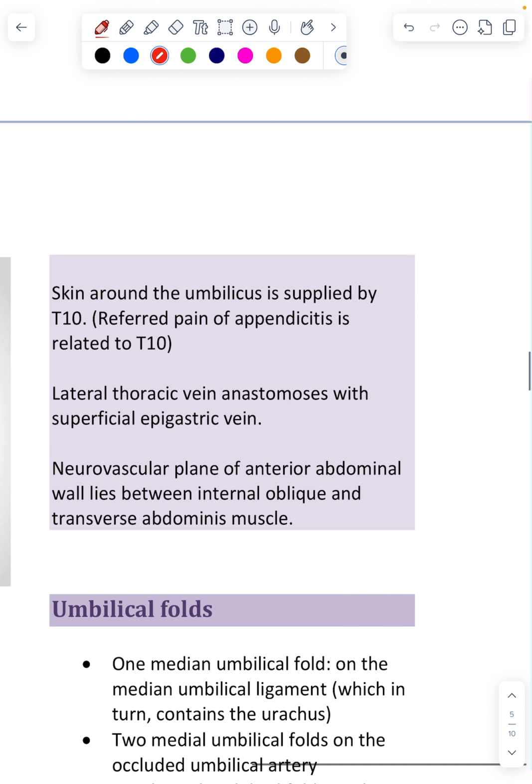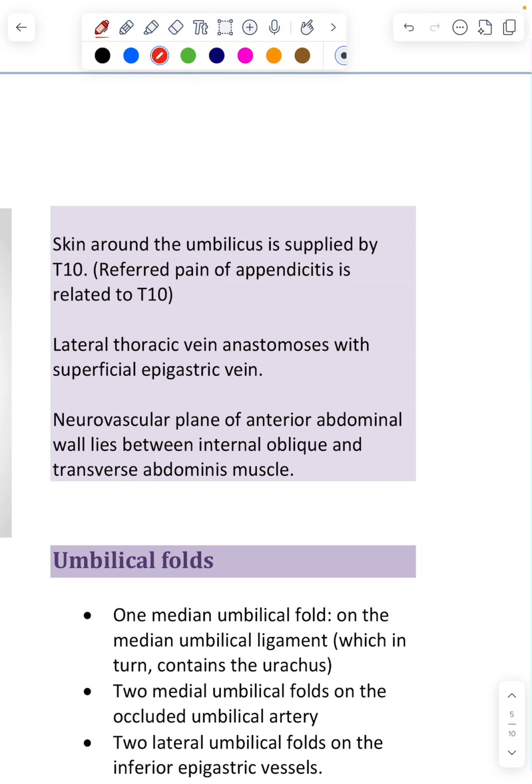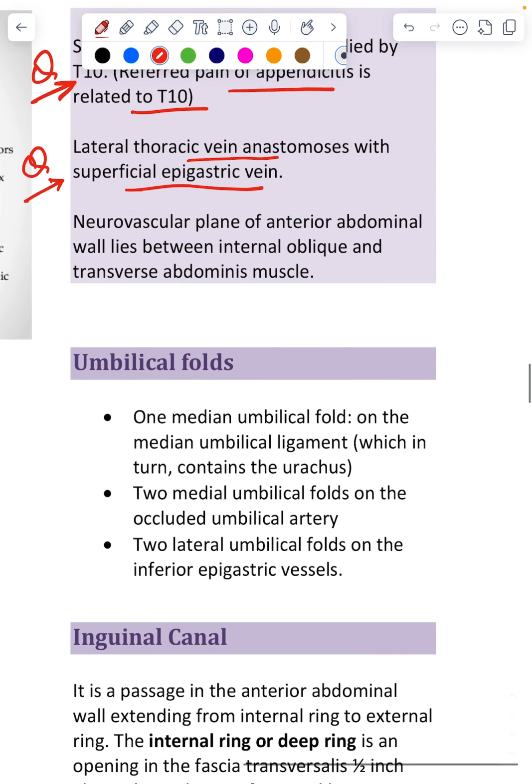Skin around the umbilicus is supplied by T10. This is the question: referred pain of appendicitis at T10. Lateral thoracic vein anastomosis with the superior epigastric vein. This is again a question. So this is the lateral thoracic vein and superior epigastric vein. The thoracoepigastric vein lies between these.